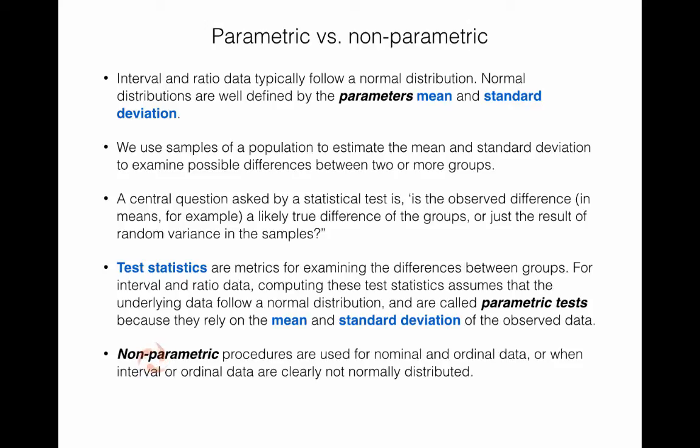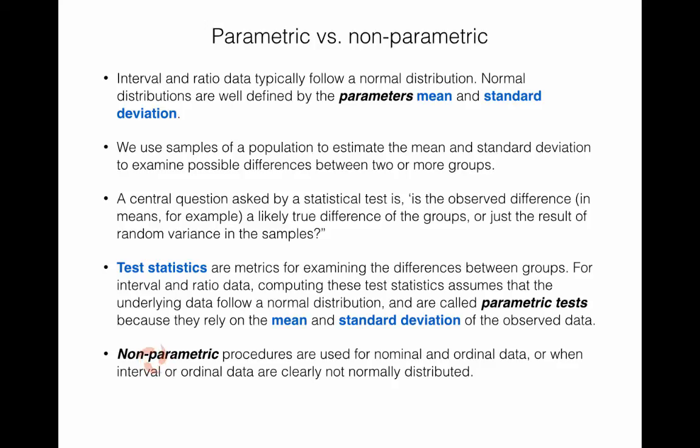Test statistics are metrics for examining the differences between groups. For interval and ratio data, comparing these test statistics assumes that the underlying data follow a normal distribution and are called parametric tests because they rely on the mean and standard deviation of the observed data.